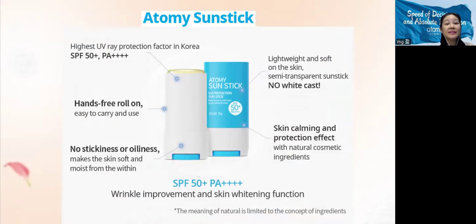And Atomy Sunstick. This has the highest UVA protection of SPF 50 and PA4+. The advantage is that this is a hands-free roll-on, which is easy to carry and use. There is no stickiness and no oiliness, and it makes our skin soft and moist from within. It has a wrinkle improvement and skin whitening function. It is a lightweight, soft and semi-transparent sunstick, and thus there is no white cast.